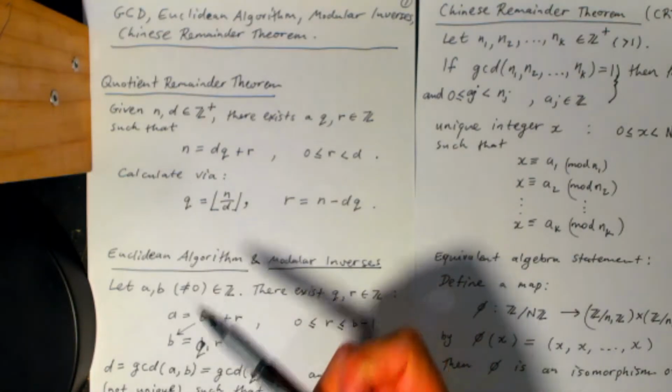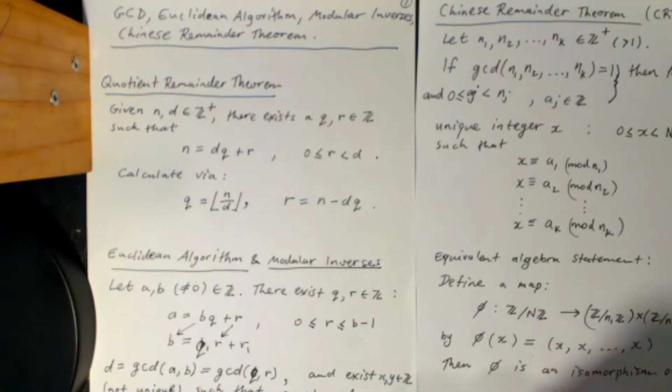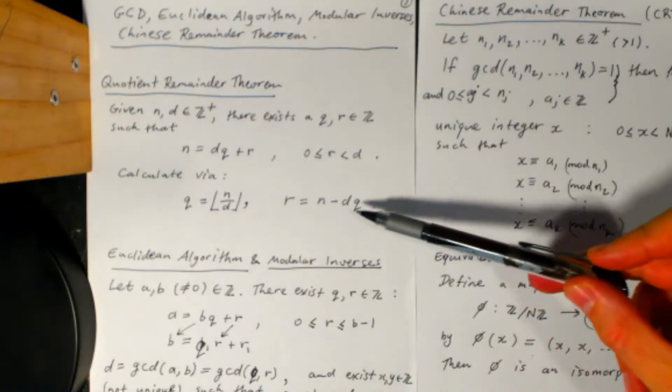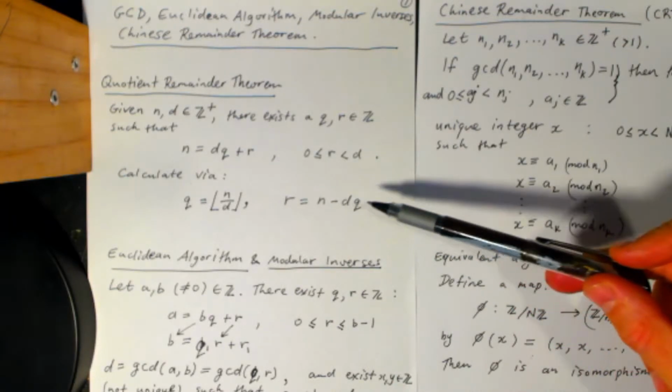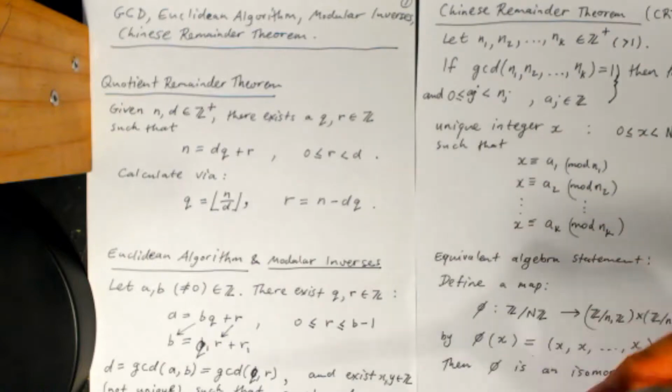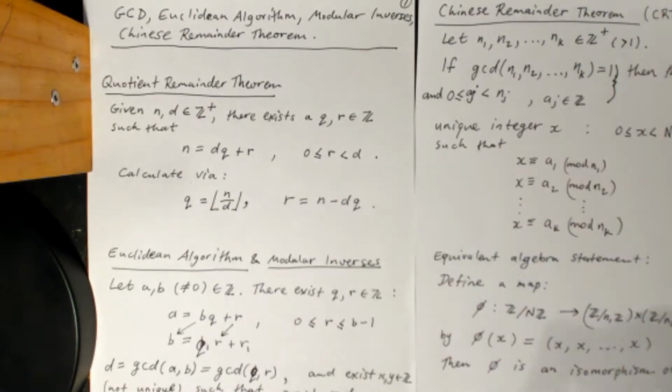Now, once you have the quotient, the remainder is very easy to calculate. You just take n minus d times q. Remember, you're given n and d, and that gives you your remainder.